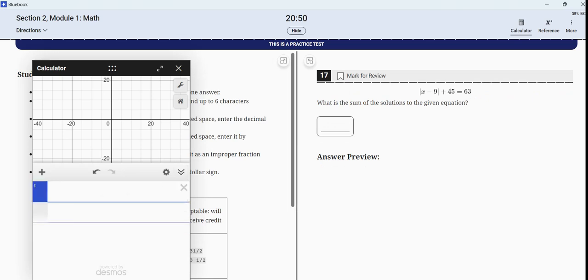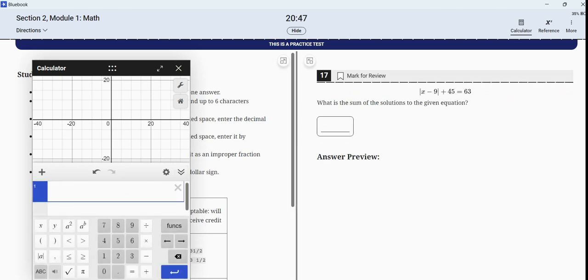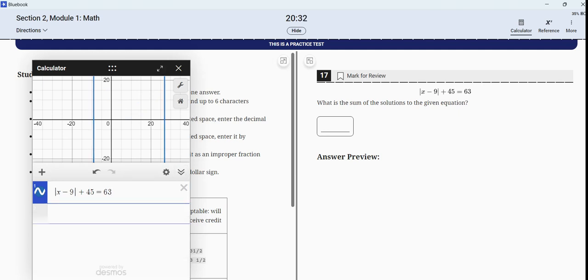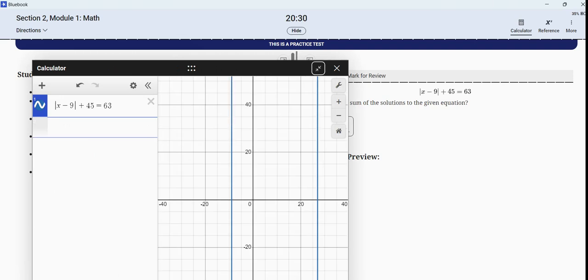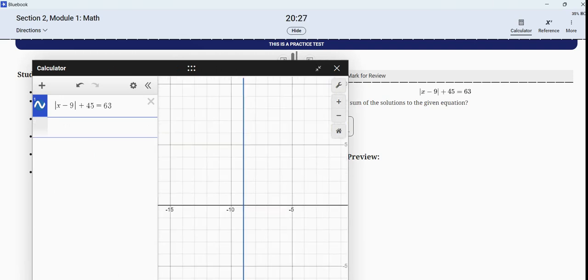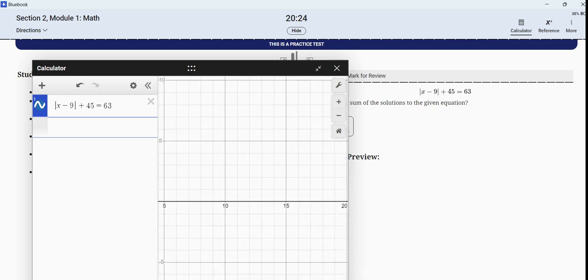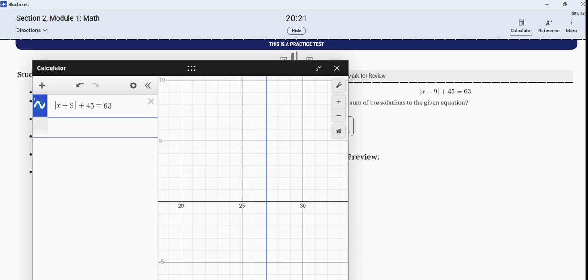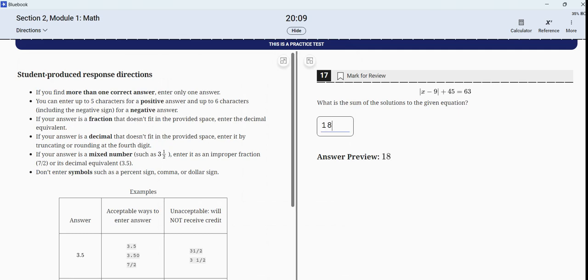What is the sum of solutions to the given equation? This one you can obviously plug into decimals. I recommend this, like everyone recommends this. And we'll just zoom in. Negative 9 plus 27, and just for checking, let's check here, 18. That would be 18.